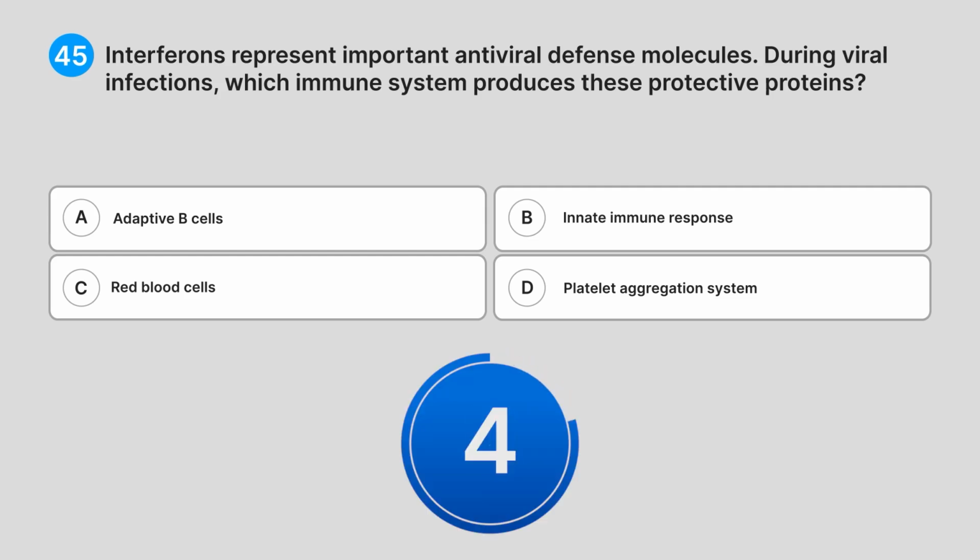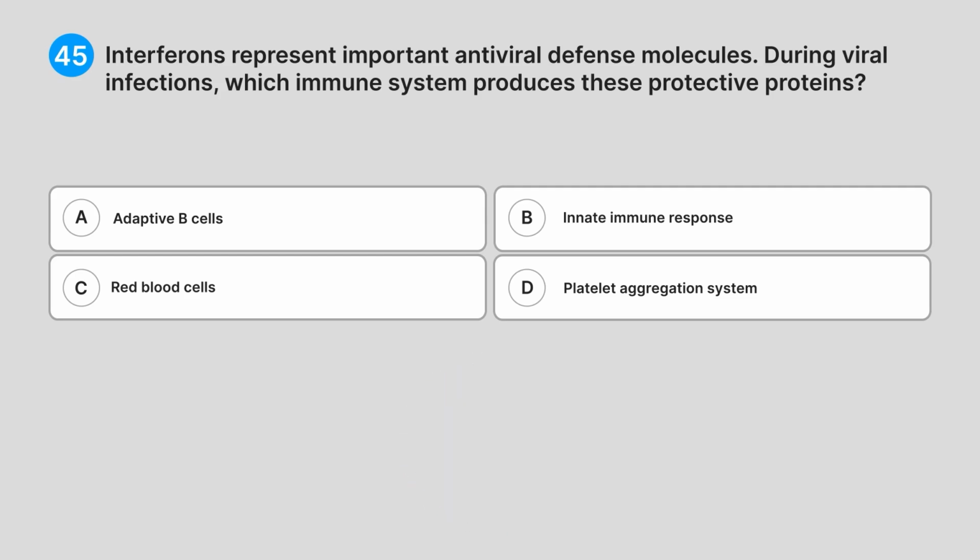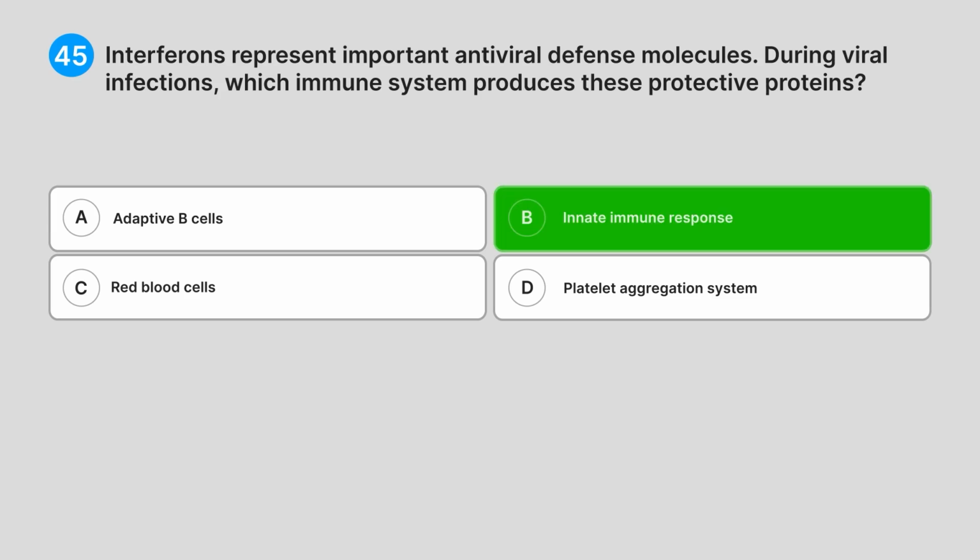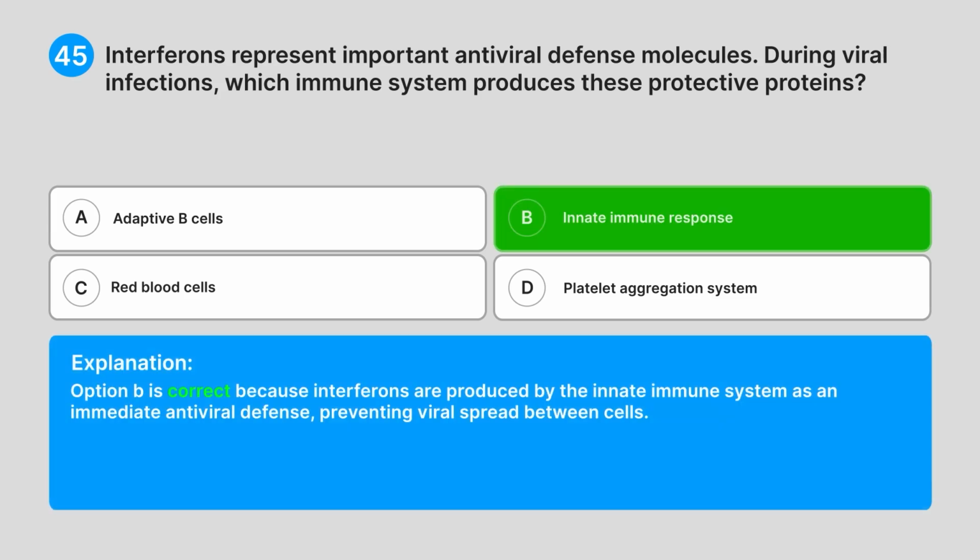Can you guess the answer? Correct answer, B. Innate immune response. Explanation: Option B is correct because interferons are produced by the innate immune system as an immediate antiviral defense, preventing viral spread between cells.